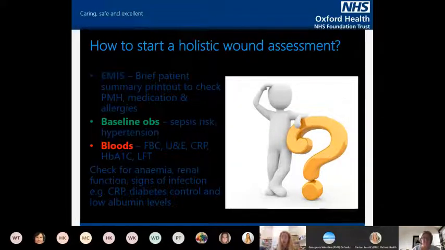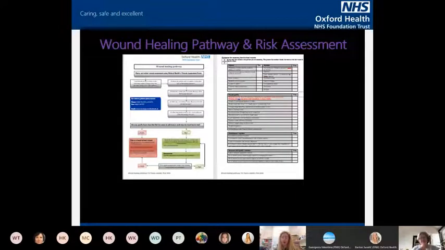Do ask the GPs if they're happy for bloods to be taken, as it's them paying for it. So please don't go out and just take bloods without checking with the GP first. But usually if you explain that you just want to do a screen, they are happy for that to be done.